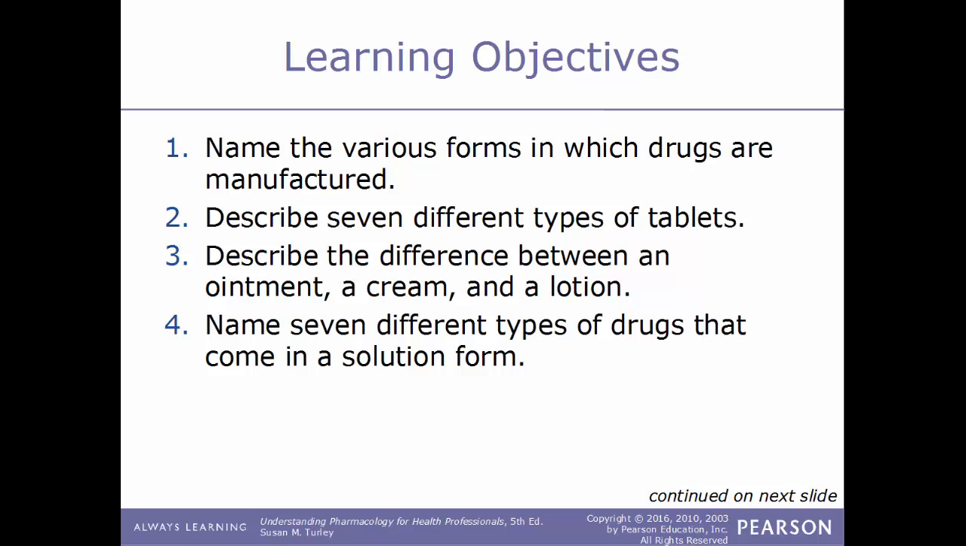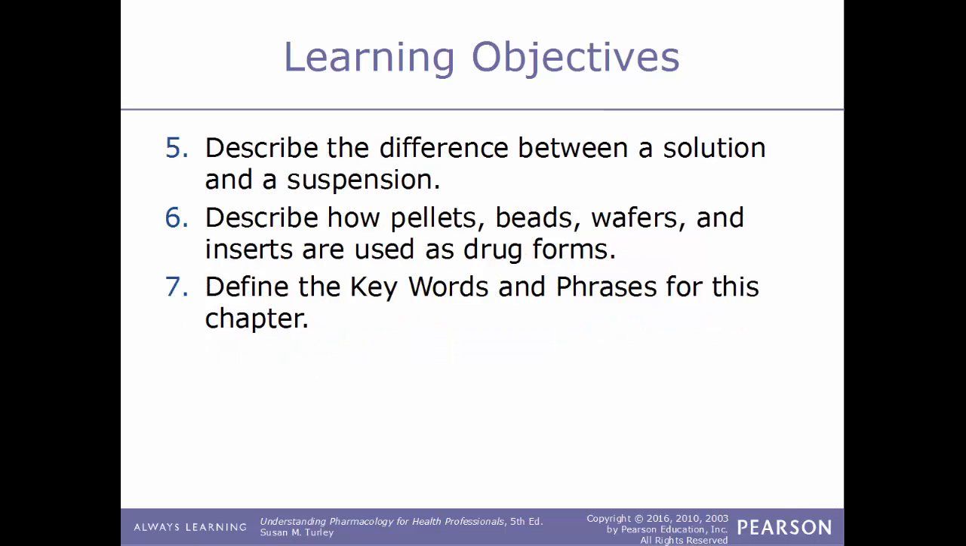Learning objectives for this chapter: name the various forms in which drugs are manufactured, describe 7 different types of tablets, describe the difference between an ointment, a cream, and a lotion, name 7 different types of drugs that come in a solution form, describe the difference between a solution and a suspension, describe how pellets, beads, wafers, and inserts are used as drug forms, and lastly, define the keywords and phrases for this chapter.